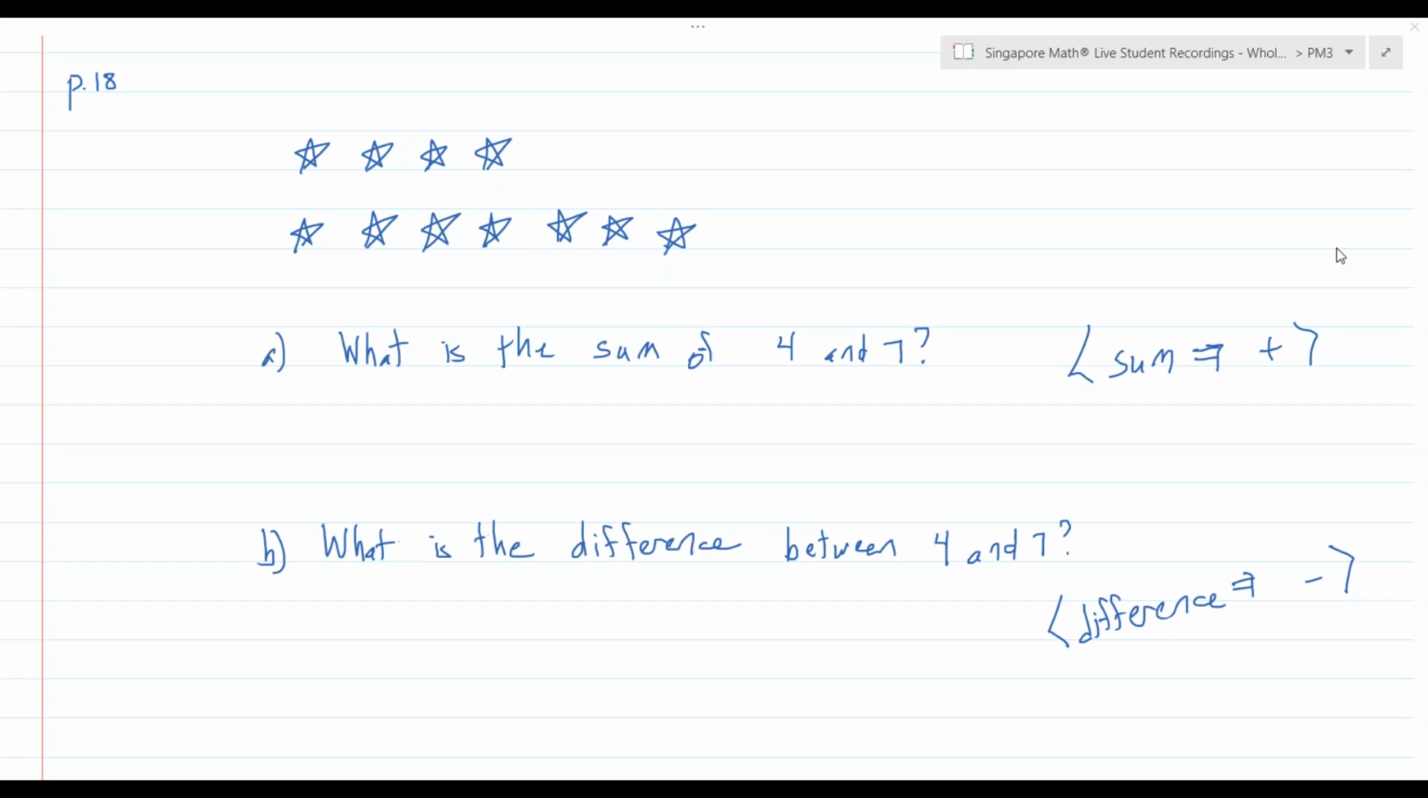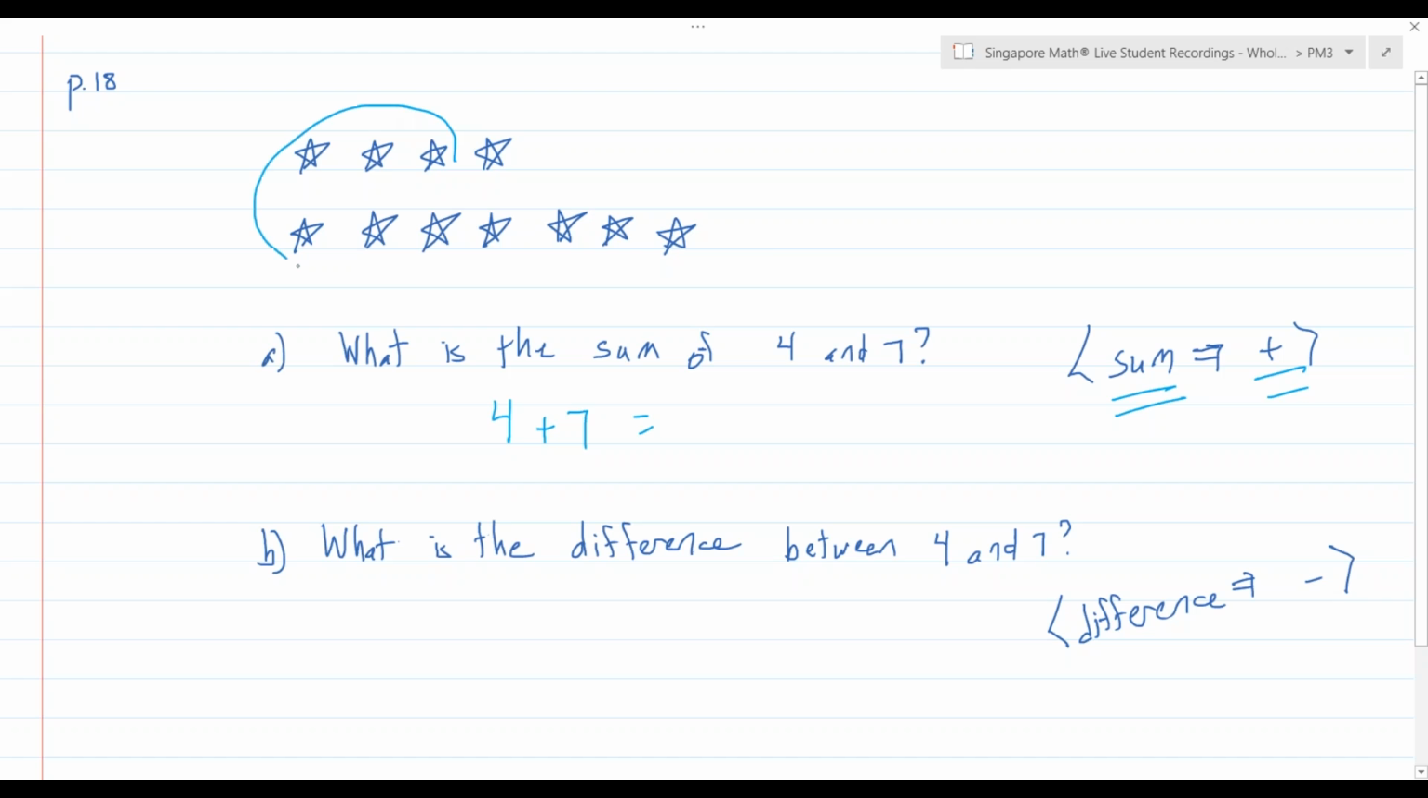Now, we're not doing anything new today, we're just using a new word. I want you to know when you look at the word sum, what we mean by that is add things together. So what is the sum of 4 and 7 is asking you to find 4 plus 7. What happens when you add 4 and 7?